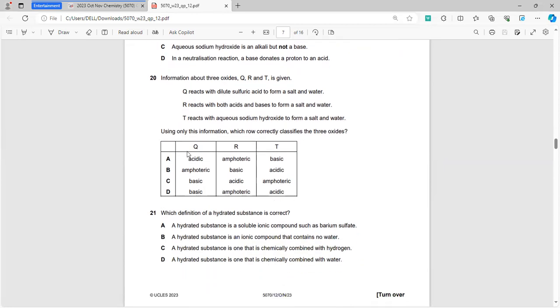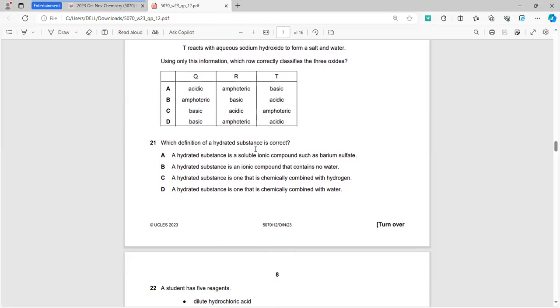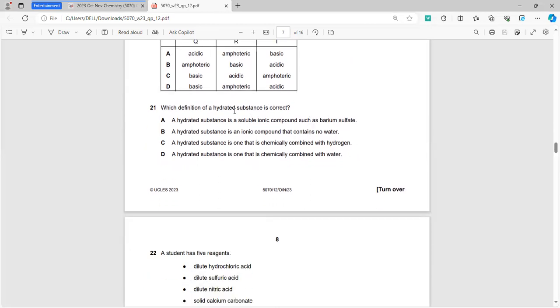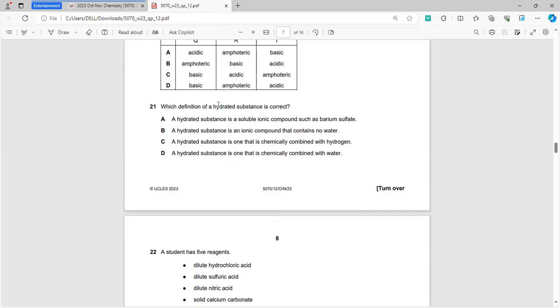Now on question number 20, first you need to know what each of these compounds are. Amphoteric is a substance which reacts with both acids and bases, and a basic substance always reacts with an acidic substance and vice versa in the case of acids. So firstly, R is an amphoteric substance because it reacts with both acids and bases. And once you've established it's R, you know the answer is either A or D. Now Q reacts with acid, so it must be a base. So the answer is D. Now a hydrated substance is one which is chemically combined with water. Hydrated comes from the word hydration.